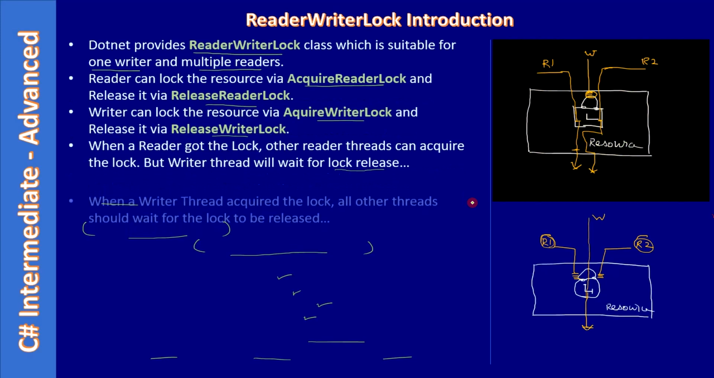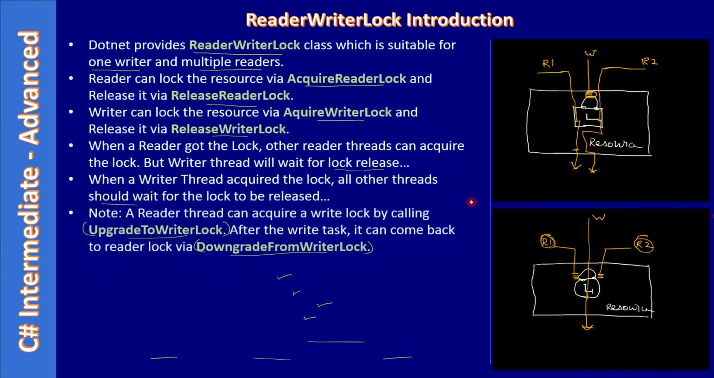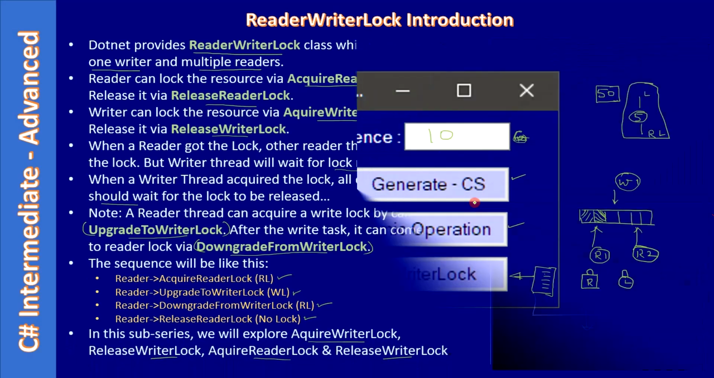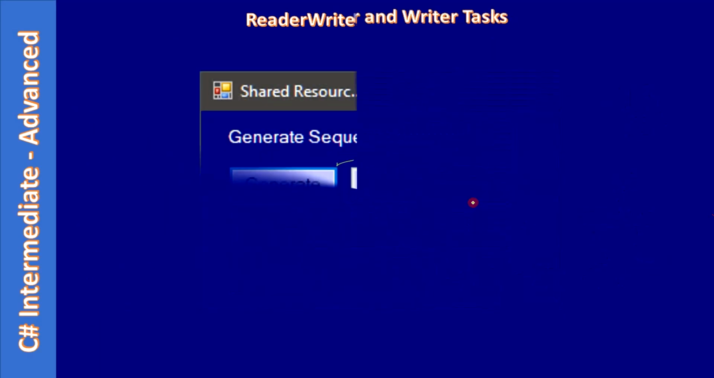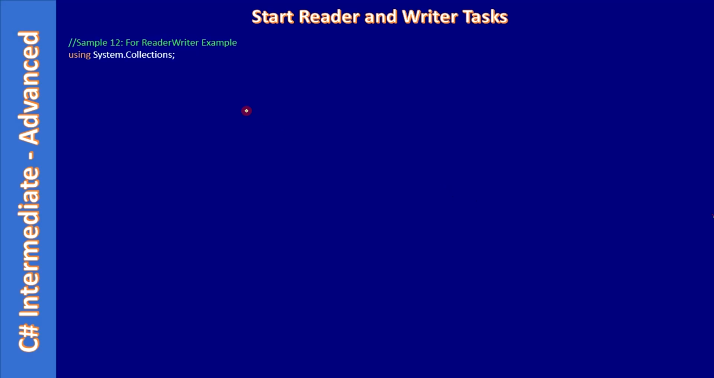So first we learned about the ReaderWriterLock. Then we talked about the example. So in this button click, we want to use an array list. So we are using the System.Collections namespace. So at class level, that means here we are creating a member variable called arraySeq. So it's an array list.